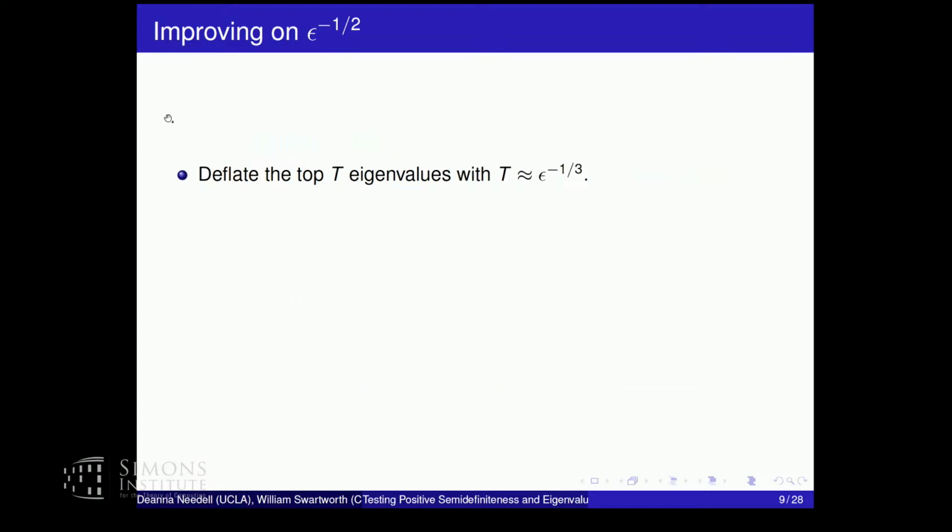So the idea is, let's deflate the top t eigenvalues, where t is going to be chosen to be something like 1 over epsilon to the 1/3. And I'll say how to do this in a moment. Now, we know that the sum of absolute values of eigenvalues is 1. And so the new maximum eigenvalue after zeroing out the top t has to be at most 1 over t, which for this setting is epsilon to the 1/3.